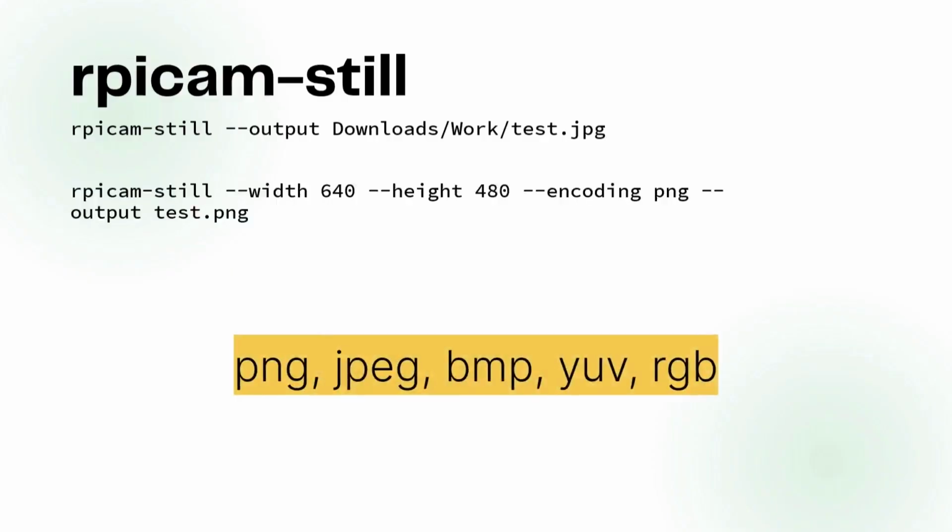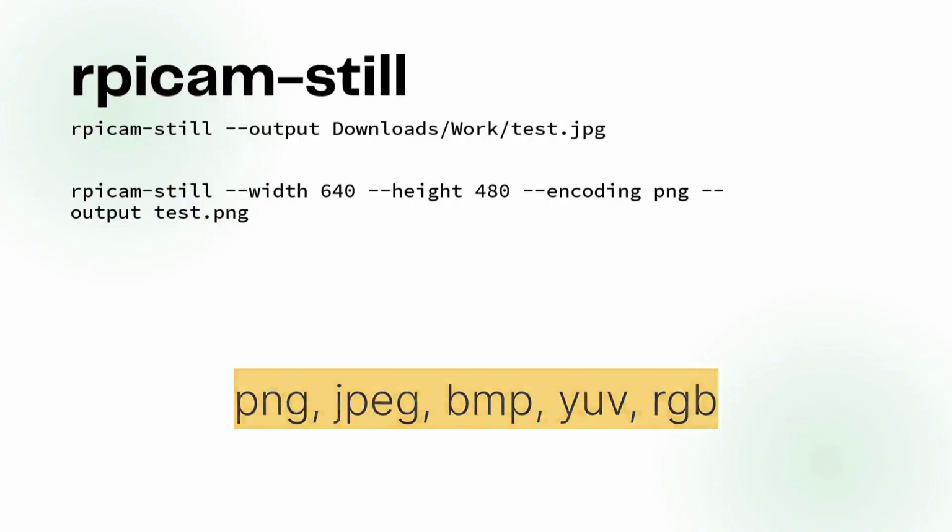Moving on to raspberrypicam still. This utility can be used to save JPEG images just like raspberrypicam JPEG. Its another use is to capture the image in various formats such as PNG, JPEG, BMP, YUV, and RGB. For YUV and RGB formats, the application that reads these files should know the binary data order in these files.